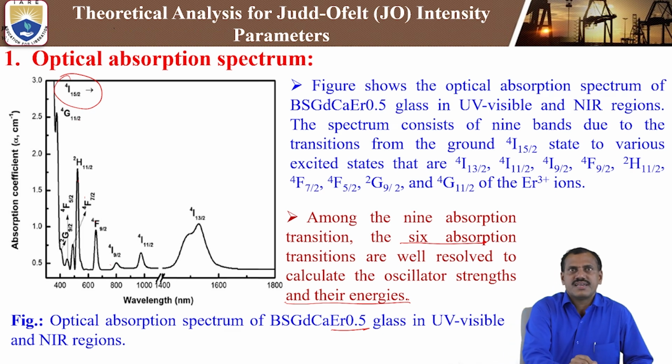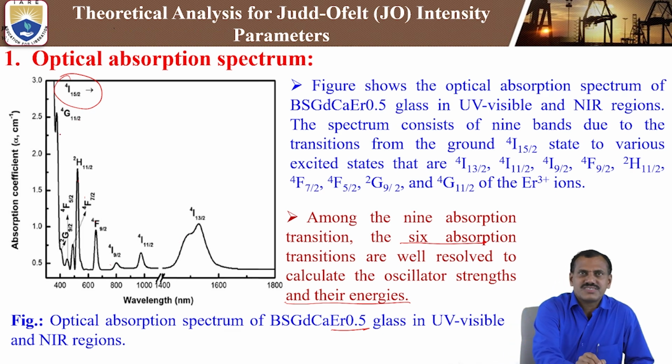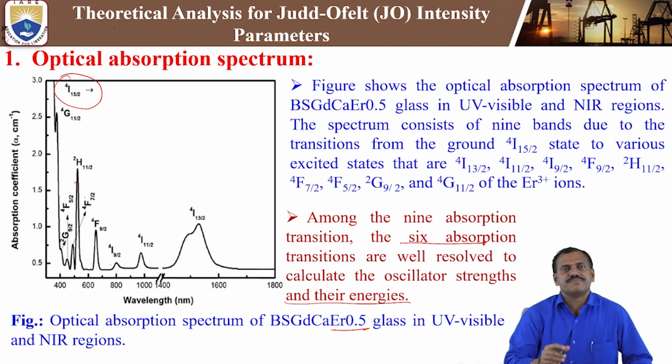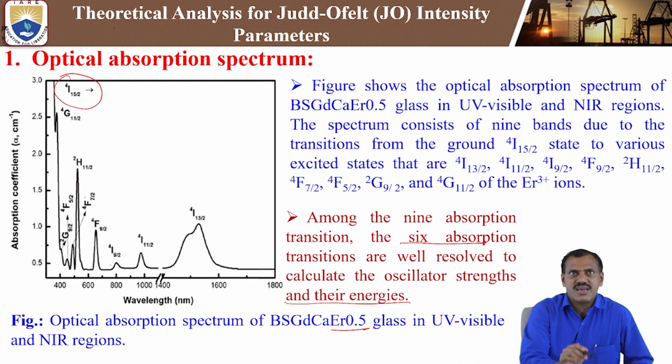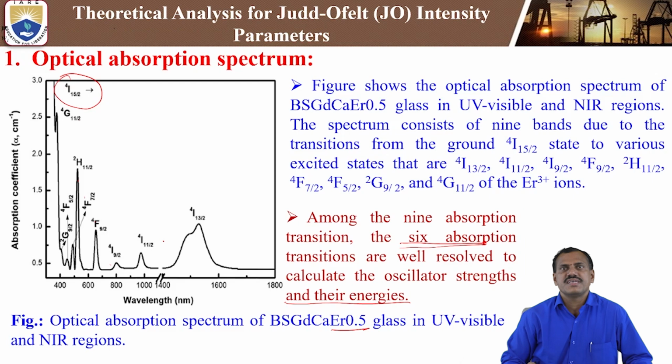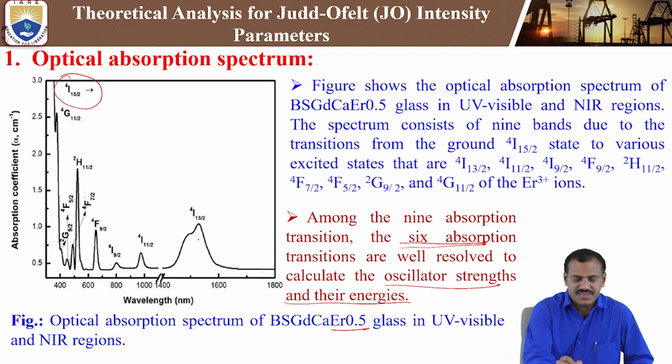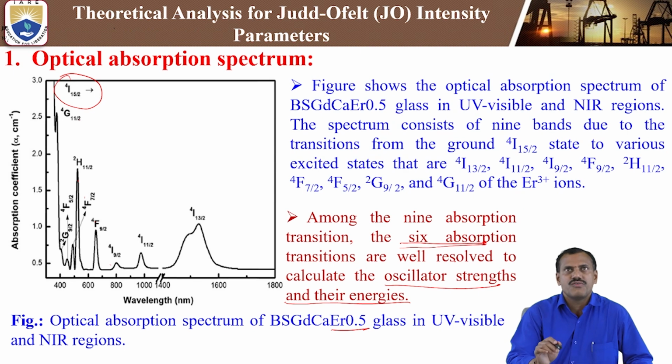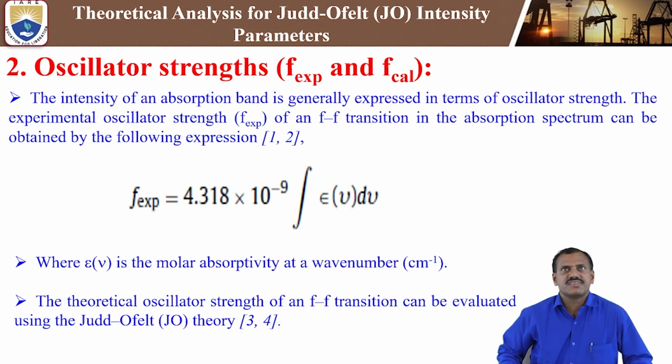The other peaks are very small, and we are unable to calculate the area under the absorption curve. That is why we select the six well-resolved absorption lines to calculate the Judd-Ofelt intensity parameters. Before that, we need to calculate the oscillator strengths. Each transition has a corresponding energy level, that is a delta E value, and using that we calculate the oscillator strength with the formula. So this is the oscillator strength calculation.